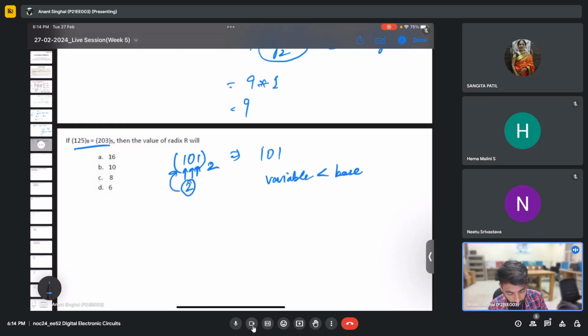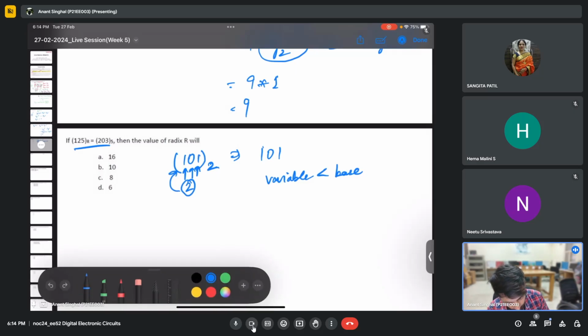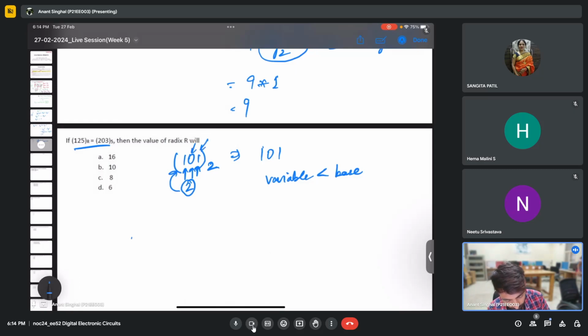This is the one basic property, and the second is this is the zeroth place, this is the first, and this is the second. So it always starts from base to the power 0 and goes till base to the power n. Whatever n will be, n number of digits, will go to the highest power, and we start from 0 to calculate the final decimal equivalent.